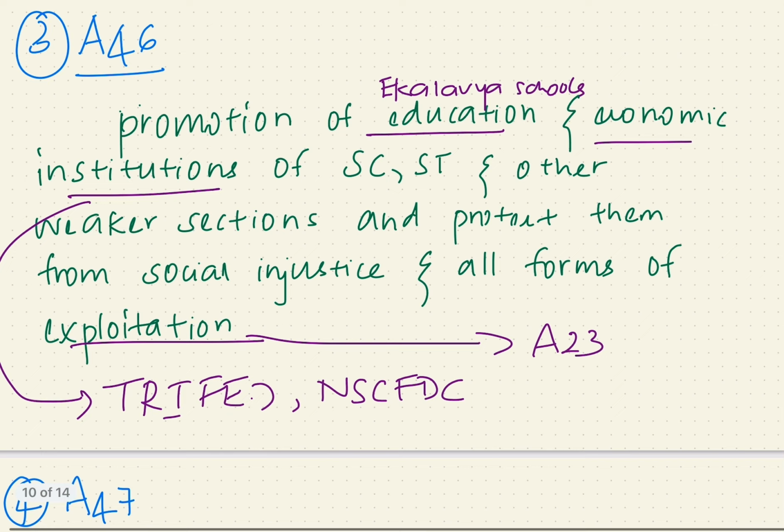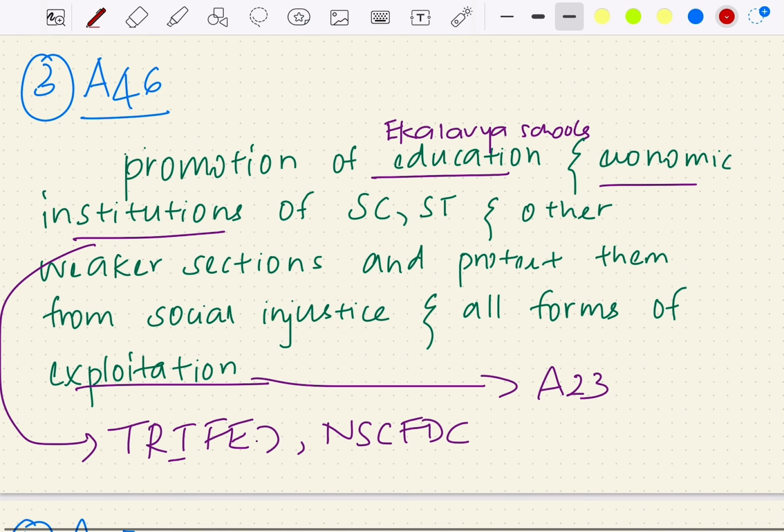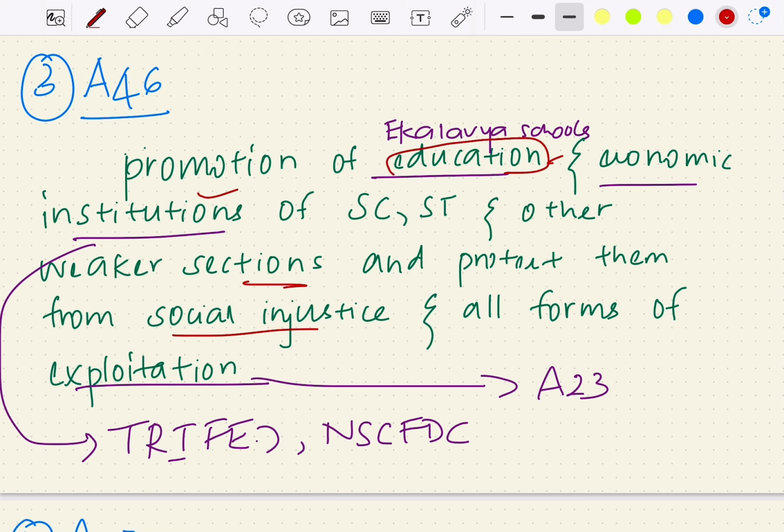Next we have Article 46. Article 46 says promotion of education and economic interests of SC, ST and other weaker sections and protecting them from social injustice and all forms of exploitation. For this purpose, if we see education, there are a lot of schemes for SC, ST in the field of education. The best example is Ekalavya schools for the ST community. Government has brought this up because DPSP is asking for it, and this is Gandhi's idea also. So this is about the promotion of education.